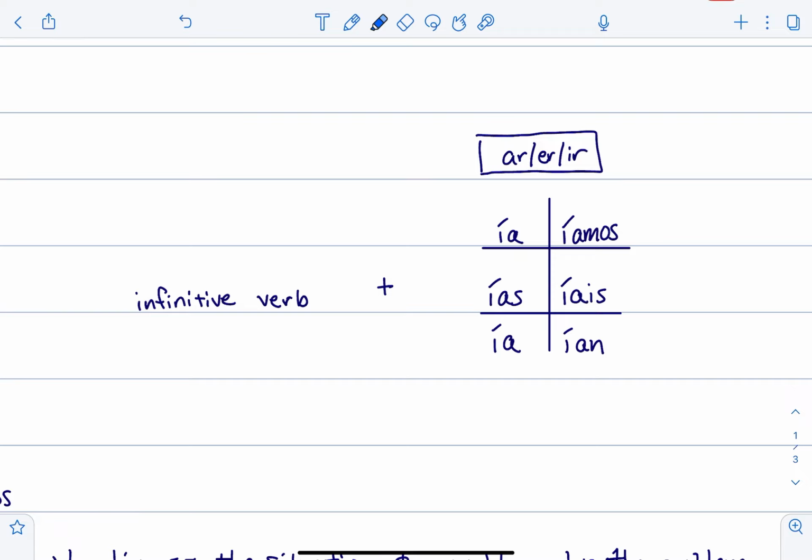All of the verbs, whether they end in AR, ER, or IR, have the same endings in the conditional. The endings are ía, ías, ía, íamos, íais, ían. And if those endings look familiar, it's because they are. Those are the same endings as the imperfect tense. But instead of subtracting the AR, ER, and IR, we add these endings on after the infinitive verb.